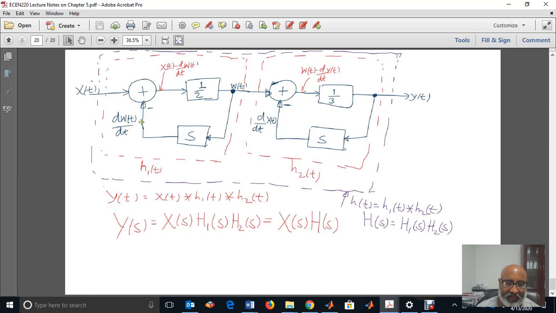How do we get dw/dt? The output of the first system is w(t). It will pass through s. So in the Laplace domain, at this point I will have s times W(s). When I change it to time, it will be dw/dt. So this is x(t) minus dw/dt as the output of the adder. Multiplied by the constant half, I will get the output w(t) from the first equation.